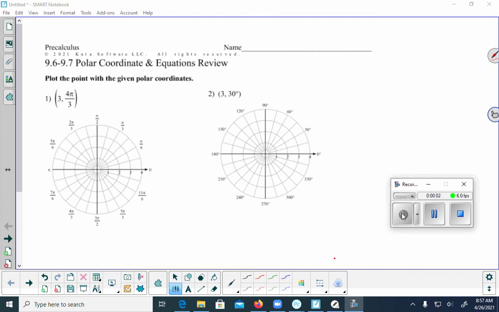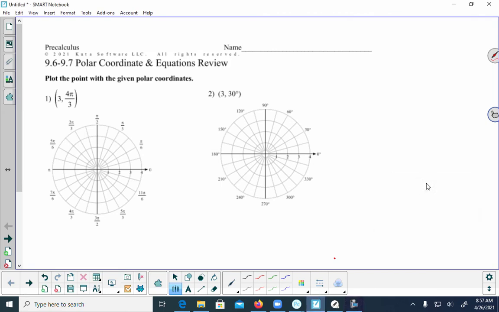Hello, this is Mrs. Ward, and I am going to go over the review worksheet for sections 9.6 and 9.7, polar coordinates and their graphs. So the first one, you have 3, 4 pi over 3. So I like to find my angle first.